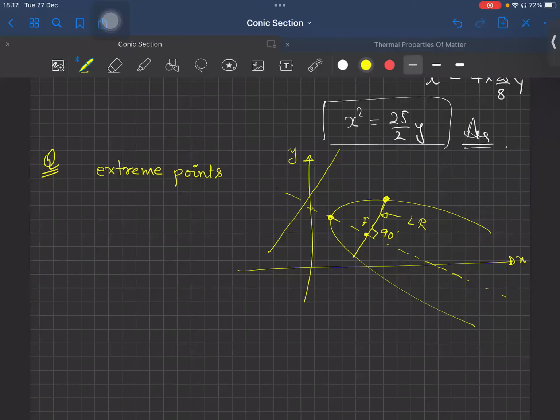Okay. Now the extreme points of latus rectum are given. This point P is given as (7, 5), and this point Q is given as (7, 3). This is given to you. Now find the equation of parabola.